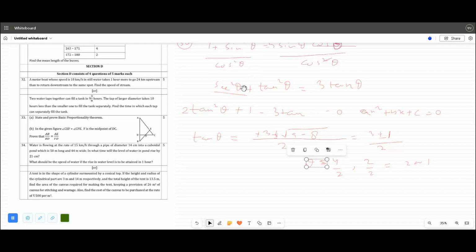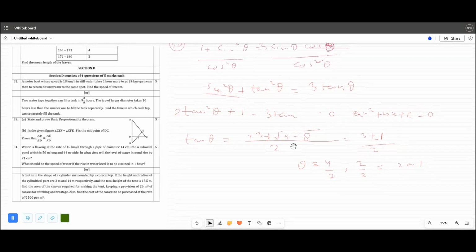Let me check. That is sec square theta plus tan square theta. Okay, that is 1 plus 2 tan square theta minus 3 tan theta is equal to 0. So that means tan theta is equal to 3 plus minus 9 minus 8 by 2 into 2. Okay. That's where I'm making the mistake. You should have warned me, no? Even teachers make mistakes, okay?